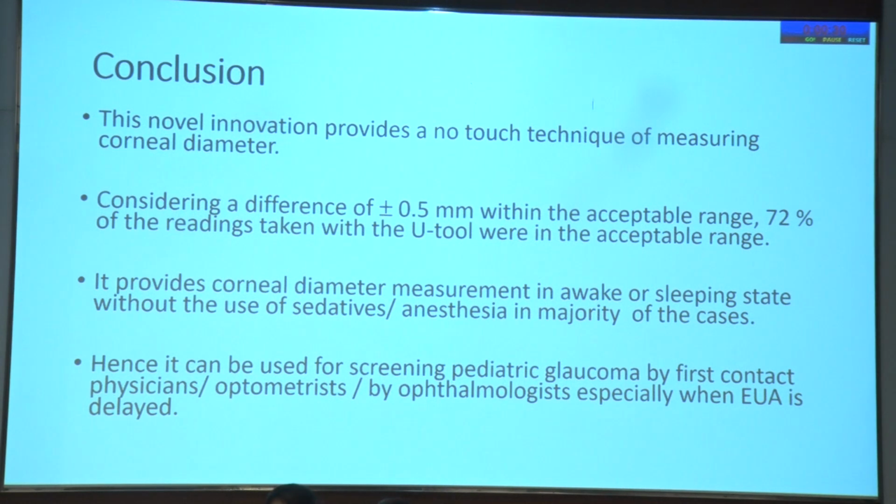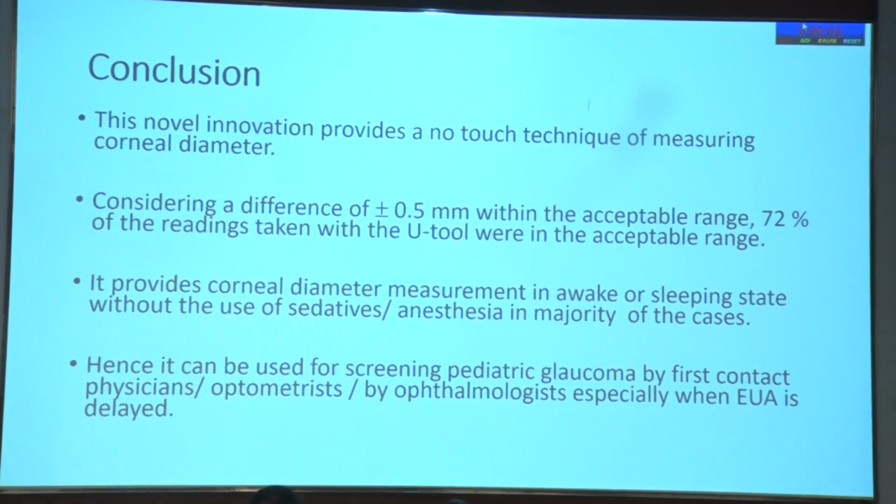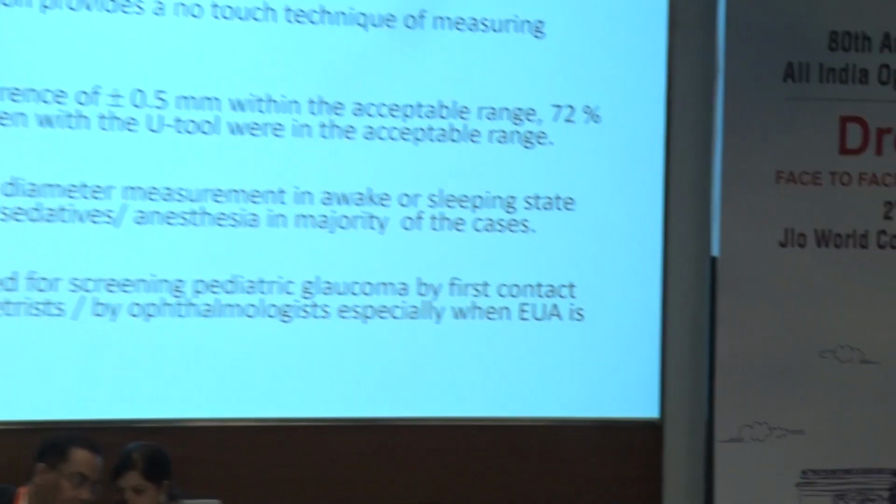To conclude, this is a novel innovation, provides a no-touch technique of measuring the corneal diameter. Considering a difference of plus or minus 0.5 mm within the acceptable range, 72% of the readings taken with a U-tool were in acceptable range. It provides corneal diameter measurements in awake or sleeping state with or without use of sedatives or anesthesia in majority of the cases. Hence, it can be used for screening pediatric glaucoma by first contact physician, optometrist, or by ophthalmologist, especially when the EUA is delayed.